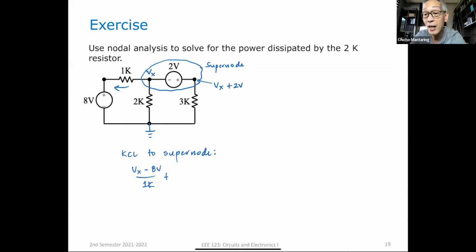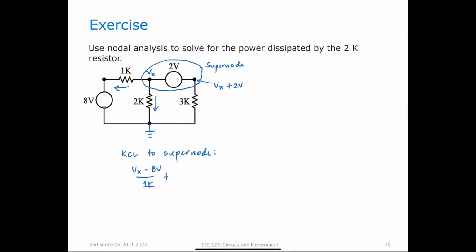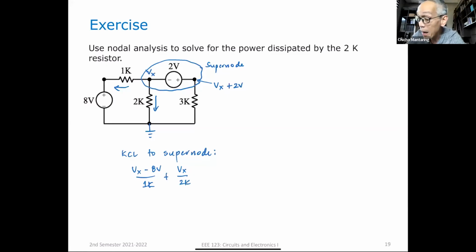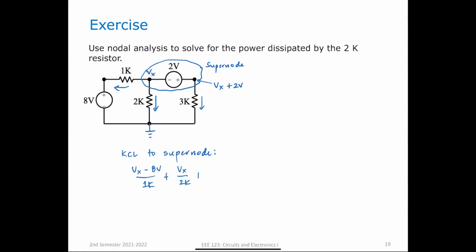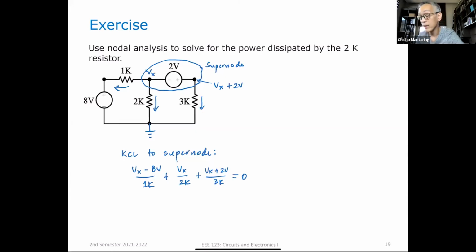Plus, can I ask Ms. Team, what is this current here? Sir, V of X over 2k ohms po. Yeah, that's V of X over 2K. So I'm applying KCL to the supernode. What is this current here, down here? Can I ask Lance? Sir, V of X plus 2 volts over 3K po. Over 3K. And this should be equal to 0.